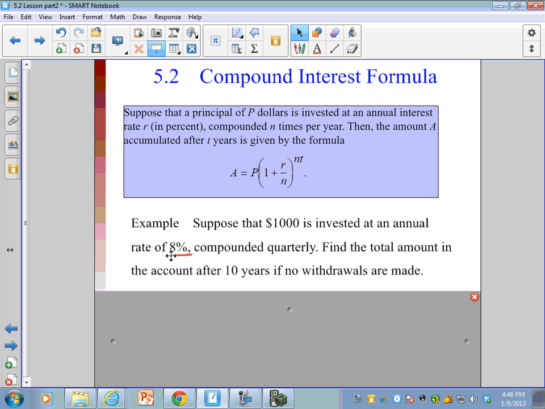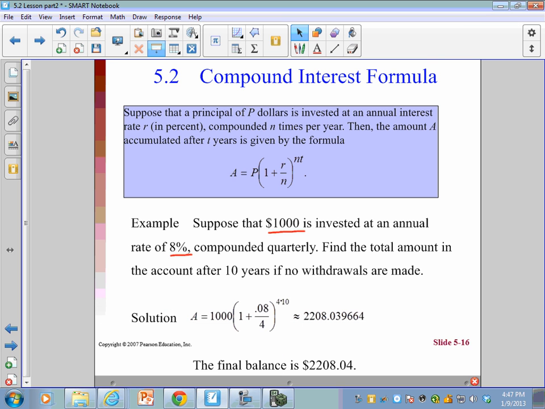So the problem here is suppose $1,000 is invested at an annual rate of 8% compounded quarterly, 4 times a year. Find the total amount in the account after 10 years, assuming no withdrawals are made. Okay, so the solution looks like this. You plug in everything to this little formula, and 1,000 times 1 plus the rate over 4, to the power 4 times 10, because the number 4 is 4 times a year. That's what n is: how many times it's compounded a year. And the time in years is t, so we did it 40 times, and we ended up with 22,000.